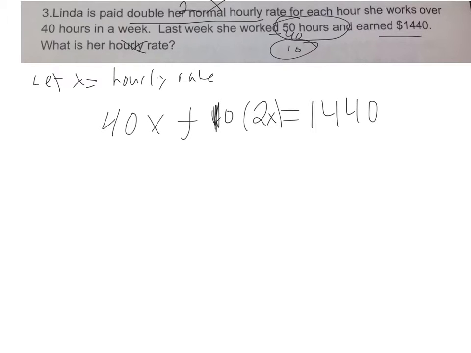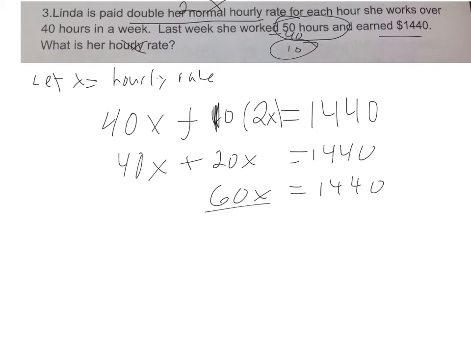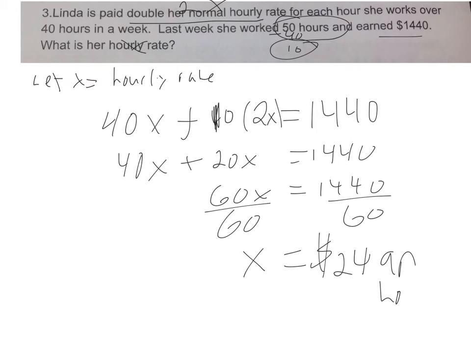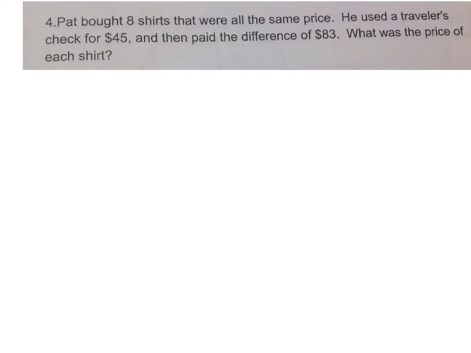So now, when I go ahead and work this out, I have 10 times 2x, which is going to be 20x, plus 40x equals 1,440. Then combine your like terms, you get 60x equals 1,440. You divide by 60, and when you do 1,440 divided by 60, you get 24. So the normal hourly rate is $24 an hour. Let's go to the next one.